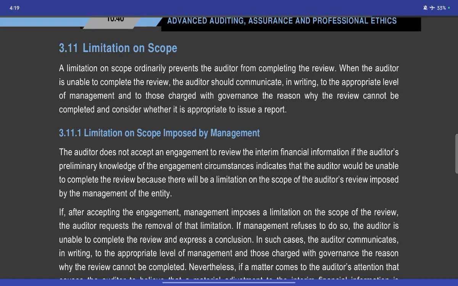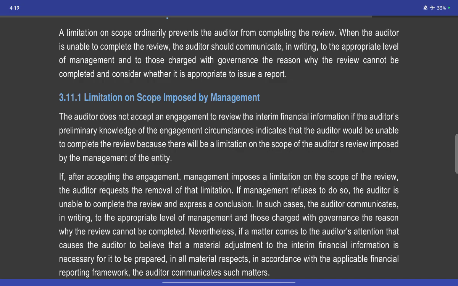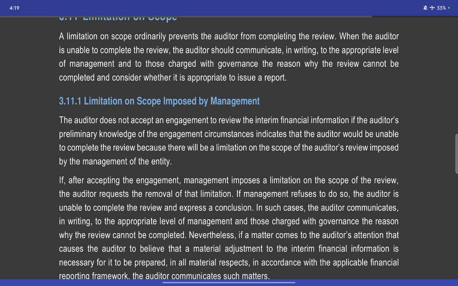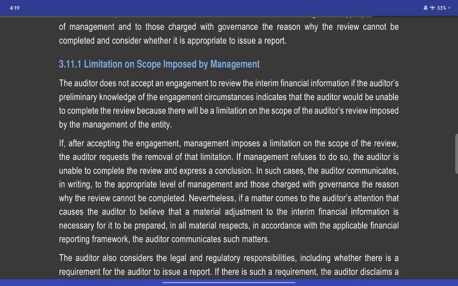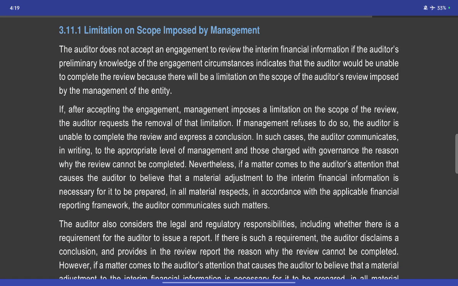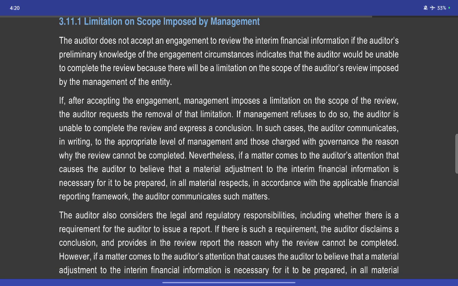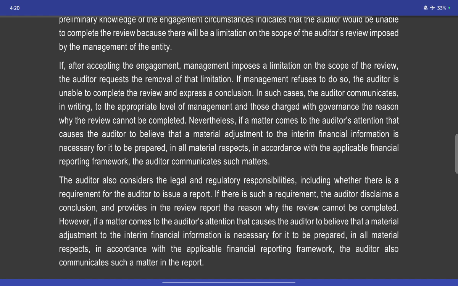Limitation on scope. A limitation on scope ordinarily prevents the auditor from completing the review. When an auditor is unable to complete the review, the auditor should communicate in writing to the appropriate level of management and those charged with governance the reason why the review cannot be completed, and consider whether a limitation on scope has been imposed by the management. The auditor should not accept the engagement to review the interim financial information if the auditor's preliminary knowledge of the engagement circumstances indicates that the auditor would be unable to complete the review because there will be a limitation on the scope of the auditor's review imposed by the management of the entity.